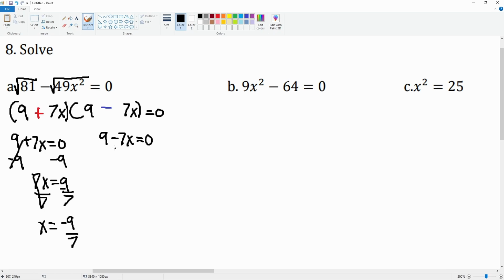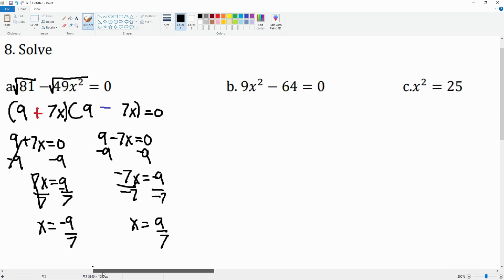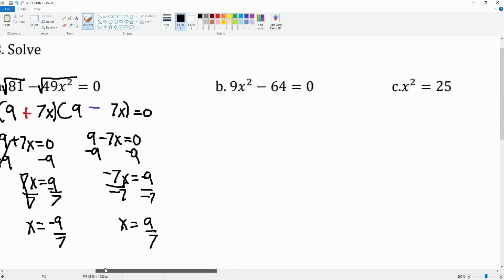On the right hand side, notice it's actually the same process, but I get 7x equals 9 with -7 over -9. Divide by -7, divide by -7. I get x is equal to 9 over 7, positive. Notice that the solutions are exactly the same. It's just one of them is positive, the other one's a negative.